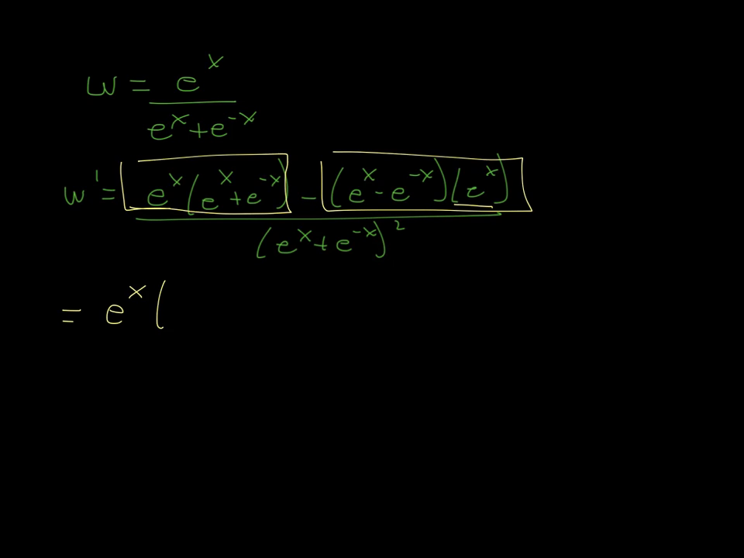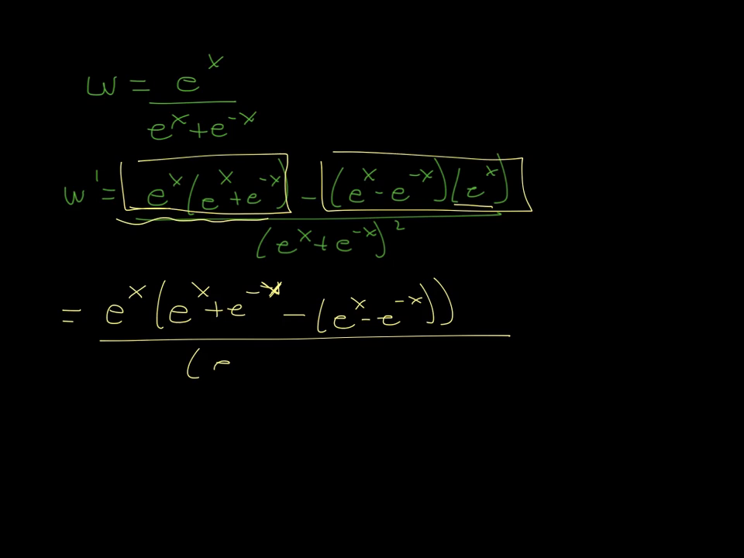And so if we take out the e to the x as a common factor, then in this first term, the leftovers would be e to the x plus e to the minus x. And then in the second term, it would be minus e to the x minus e to the minus x. And then it's all over that bracket squared at the bottom, okay?